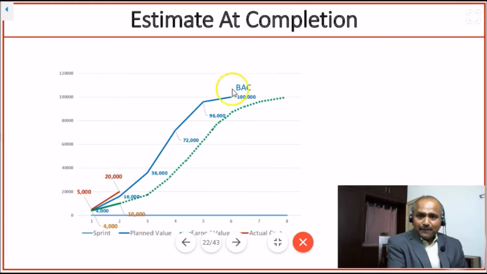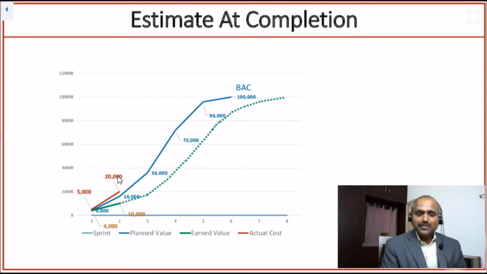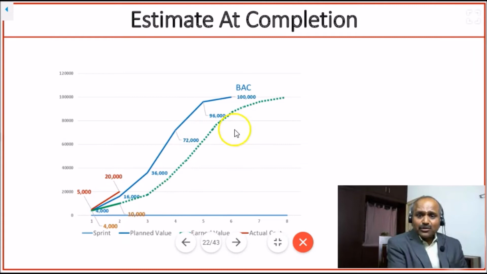Now, we planned $100,000 worth of work. Already, our earned value is less. We planned for $16,000 worth of work as of now, but we completed only $10,000 worth of work. What does this mean? If we have to project where we are going to complete, assume that we are going to complete. That means ultimately we have to complete $100,000 worth of work. That is our budget at completion. Out of which only $10,000 worth of work is what we completed.